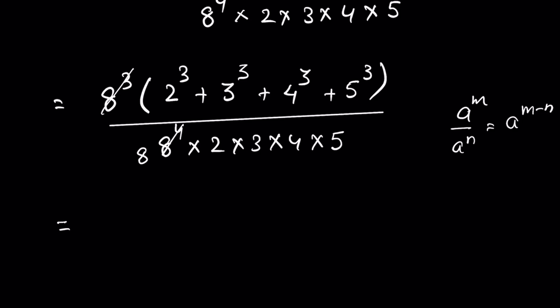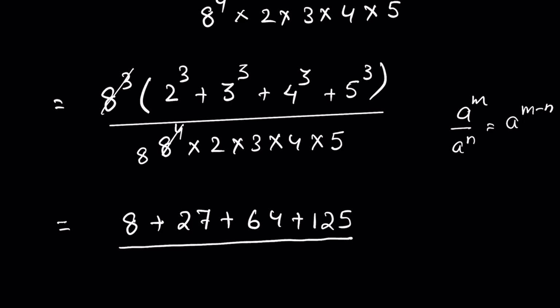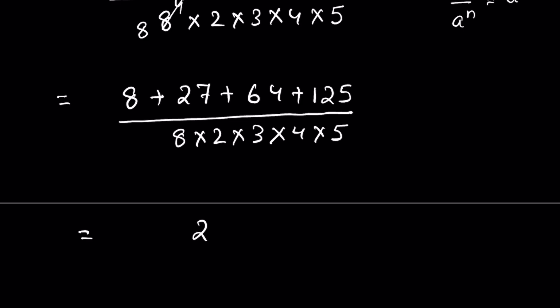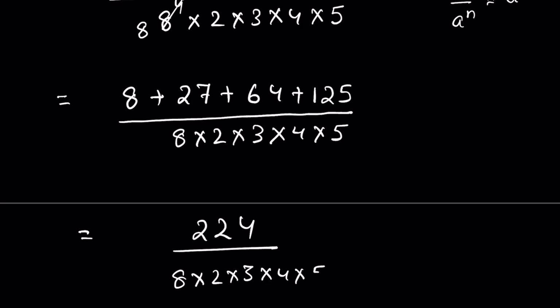Now we have 2 cube is 8 plus 3 cube is 27, 4 cube is 64, and 5 cube is 125. Then upon 8 times 2 times 3 times 4 times 5, we add it, it is 224 upon 8 times 2 times 3 times 4 times 5.